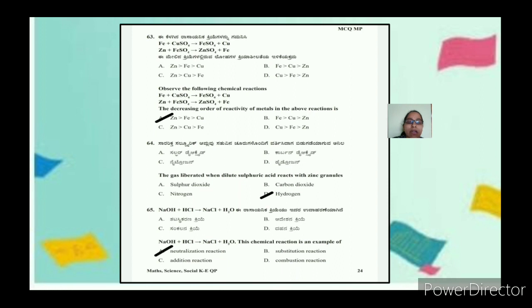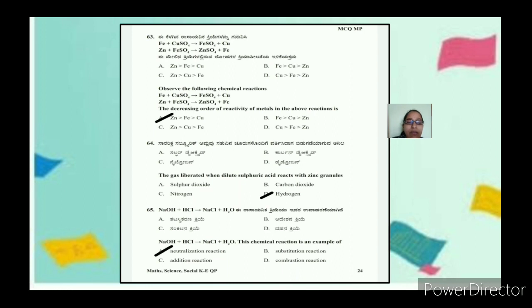Observe the following chemical reactions. So what are the reactions given here? It is Fe plus CuSO4 gives rise to FeSO4 plus Cu. The second equation is Zn plus FeSO4 gives rise to ZnSO4 plus Fe. The decreasing order of reactivity of metals in the above reactions is. So based on the reactivity series, we need to see what comes in decreasing order. So it is zinc, then comes iron or Fe, and then copper, Cu.